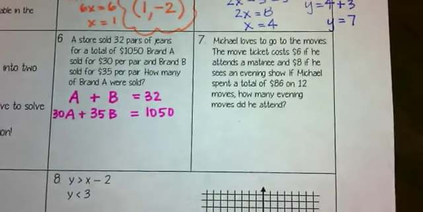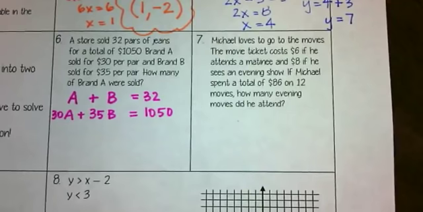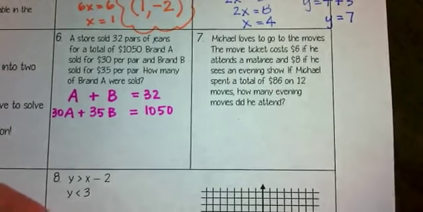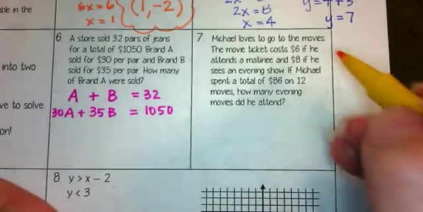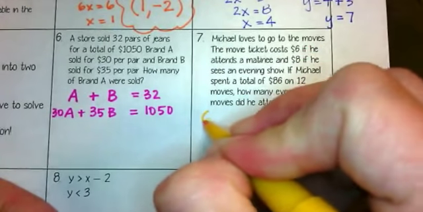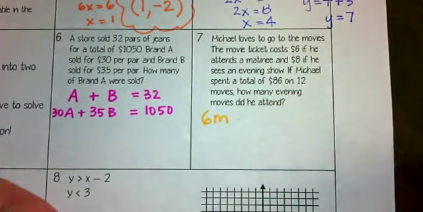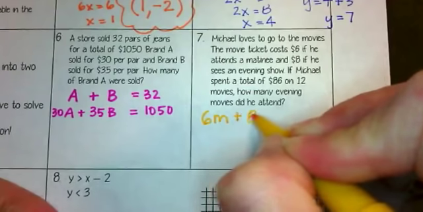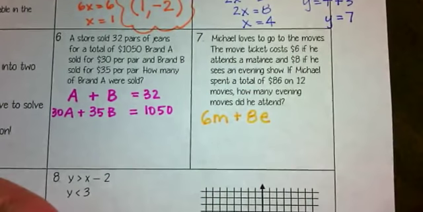All right, next one. Michael loves to go to the movies. The movie ticket is $6 if he attends a matinee, and it is $8 if he sees an evening show. He spent a total of $86 on 12 movies. So how many evening movies did he attend? So first we're going to put all the money together. So it's $6 if he attends a matinee, which means during the day before 6 o'clock. And it costs $8 if he sees an evening show.